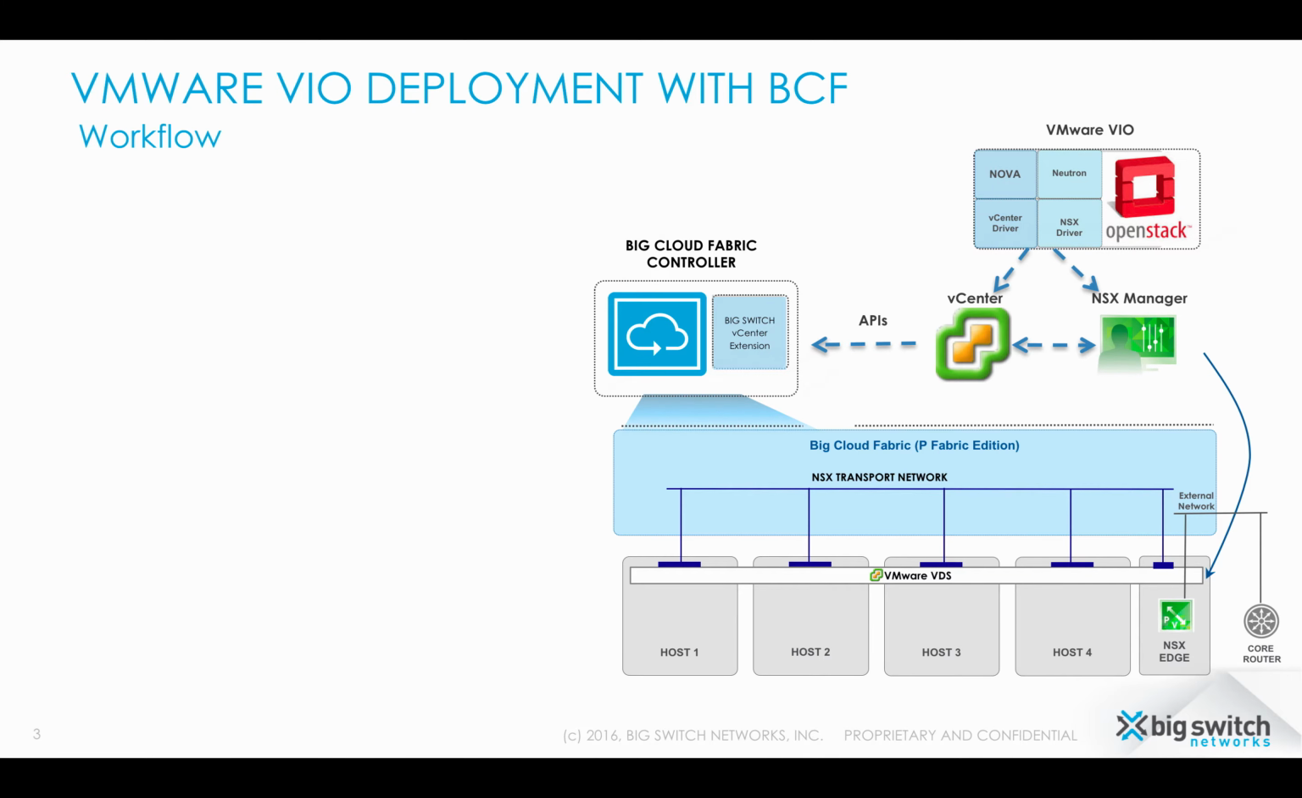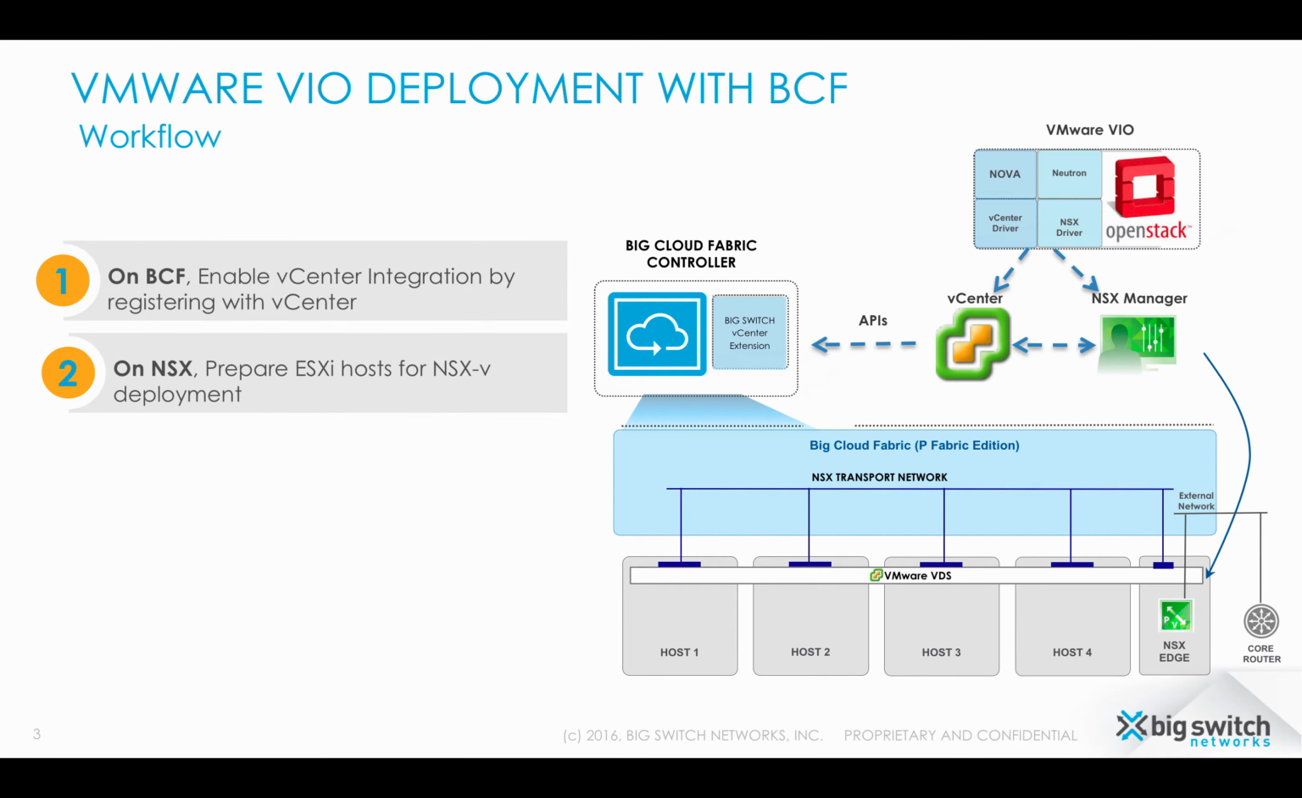Here's the deployment workflow for the solution. Once Big Cloud Fabric, vCenter, NSX, and VIO are set up, we enable VCF integration with vSphere by registering VCF controller with vCenter. On NSX, we do host preparation, which creates VXLAN tunnel endpoints and NSX transport network. This network is used for all NSX VXLAN traffic going across physical fabric between VTEPs.